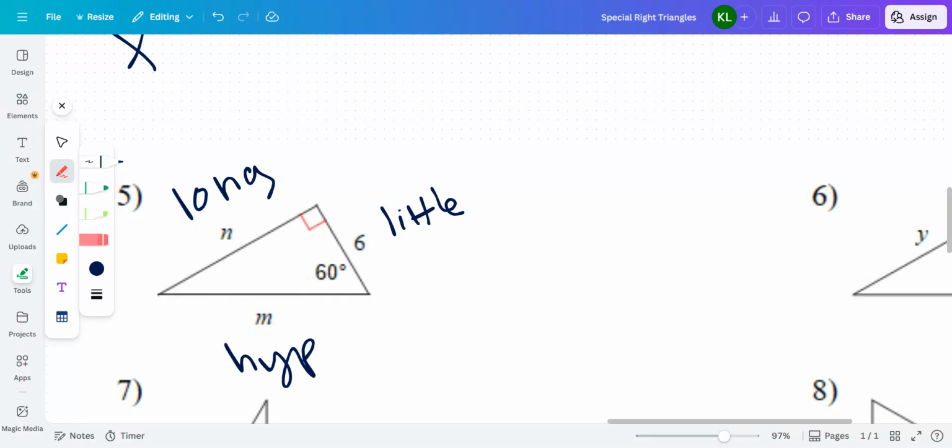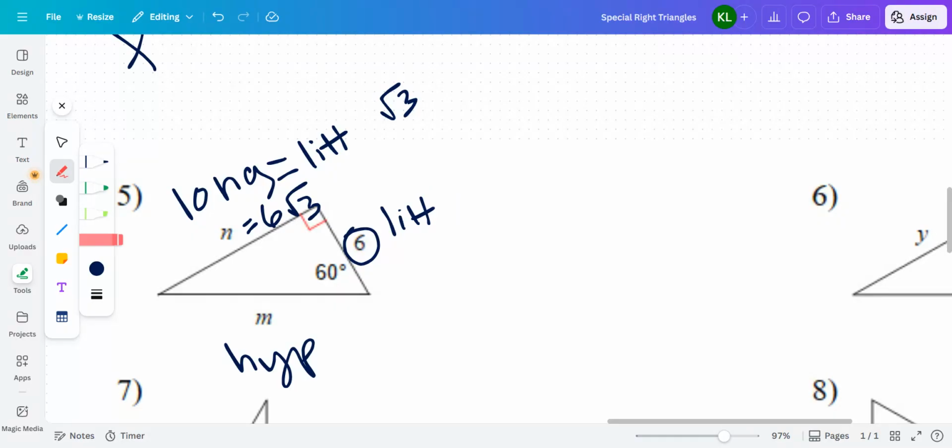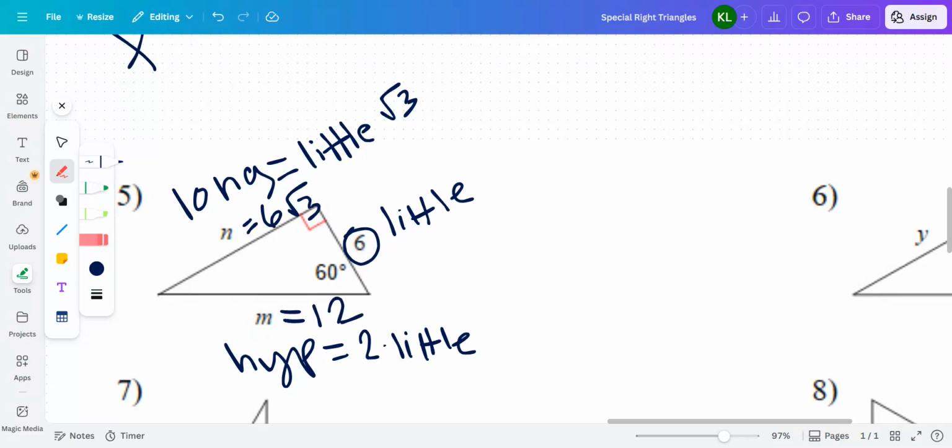I know that my long leg is equal to my little leg times the square root of 3. So I know that my long leg n is equal to 6 square roots of 3, because here's a 6. Let me draw that a little bit better. And I know that my hypotenuse is 2 times my little leg. So my hypotenuse M here is 2 times 6, which is 12. And we're done.